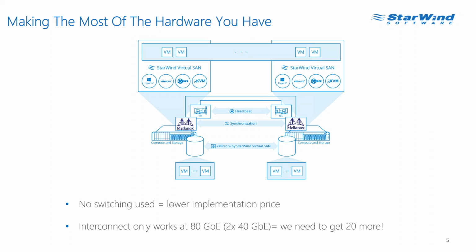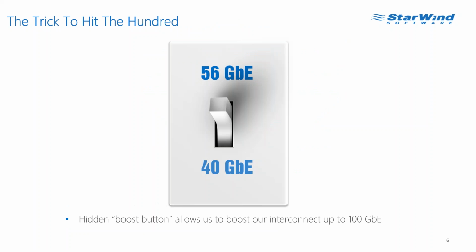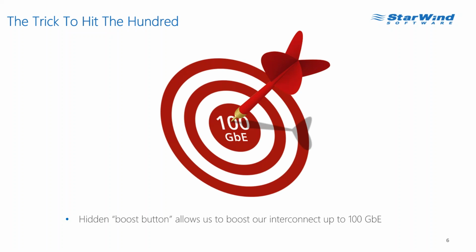Some time ago, Marty and I had a phone conversation and he said, technically we can boost these cards. They can only provide 40 gigabit Ethernet, but if you do some modifications, and this is something now fully supported by Mellanox, you can push a tiny switch and switch from 40 gigabit Ethernet to 56 gigabit Ethernet. And this effectively allows us to turn our 80 into an effective 100 gigabit Ethernet. So this is how we hit that goal.